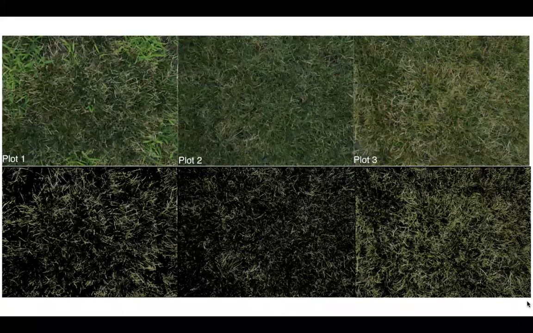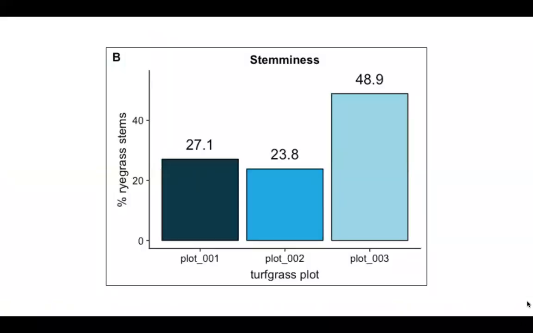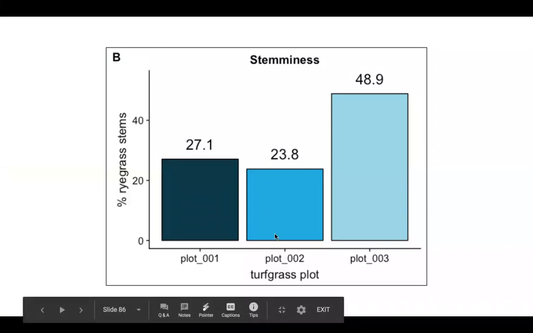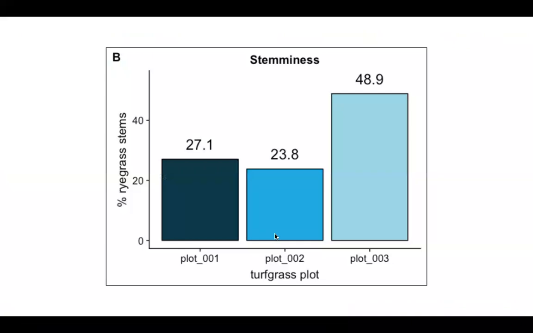And we find that if we quantify that, again, plot 2, which was a very nice looking plot, had very low proportion of stems. Plot 1, which was very bad, actually wasn't even that bad for stemminess. And then moving on to crabgrass, we can pull the crabgrass leaves out.